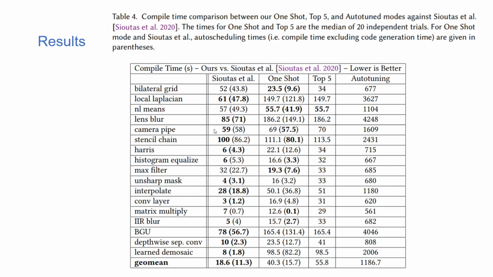Here are the compilation results against Sioutas, and you can see that Sioutas did better in terms of compile time, even against the one shot. The one shot was able to beat it a few times, and the top 5 a few times, but this one did not perform as well compared to this one in terms of getting an efficient schedule. This one beat Sioutas most of the time or all the time, but it took more time to compile, so there was a price in there.